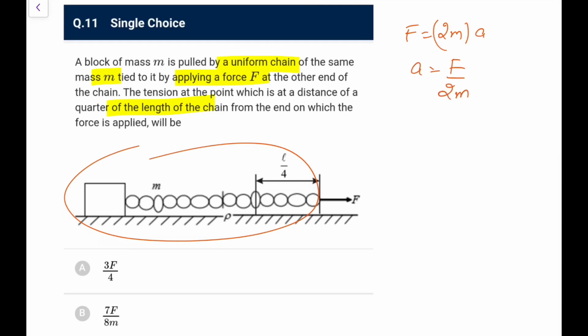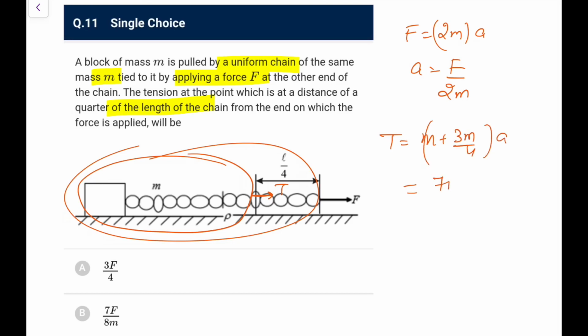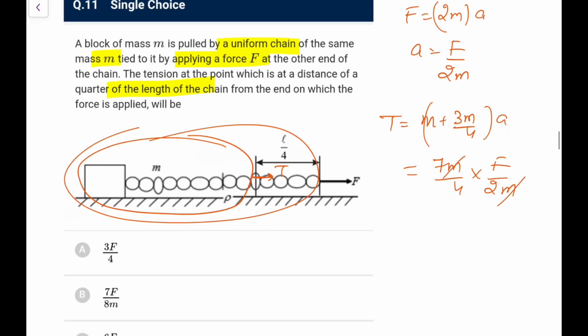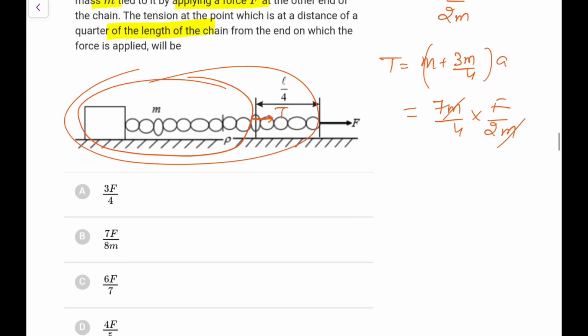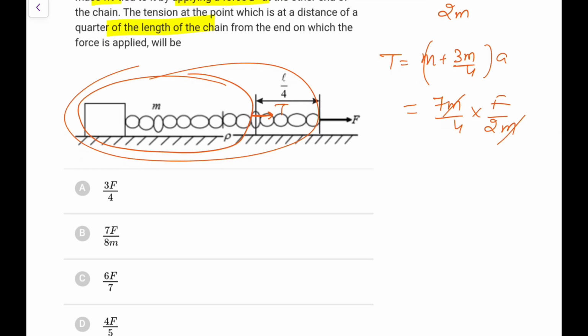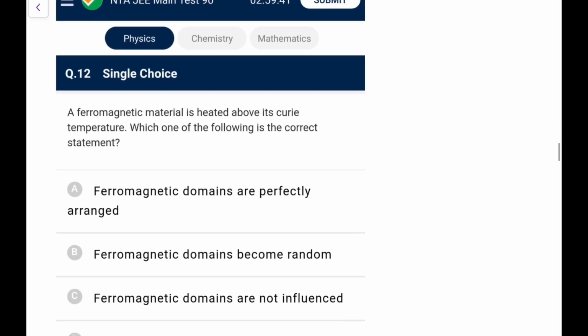Now take this as a system, this one. For this one, this tension is the only external horizontal force. So tension would be total m plus 3/4, 3m by 4, into a. So it is 7m by 4, and a you know is F by 2m. m and m go, so it is 7F by 8. You can write it as 7F by 8. That is the result I am getting, and I think there is a mistake here. This m should not come, it should be 7F by 8. This is a typing error from their side.